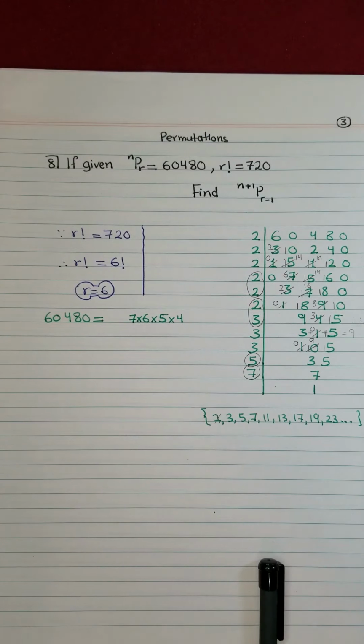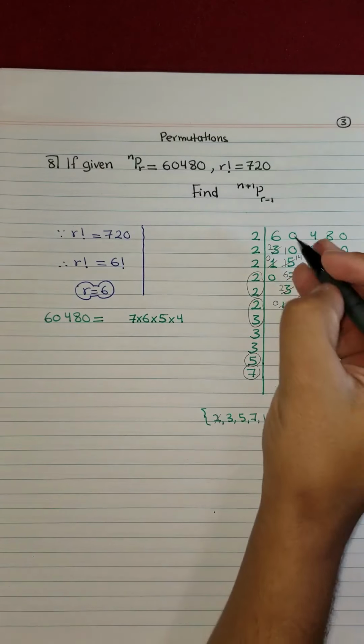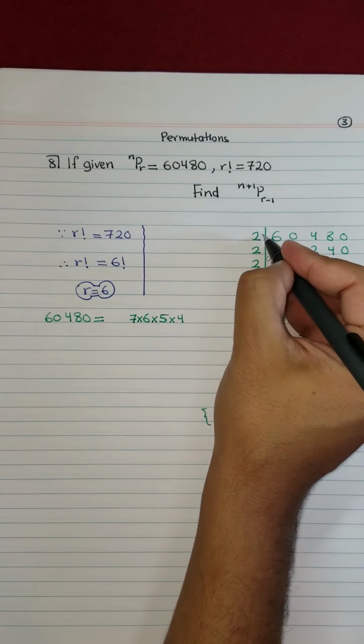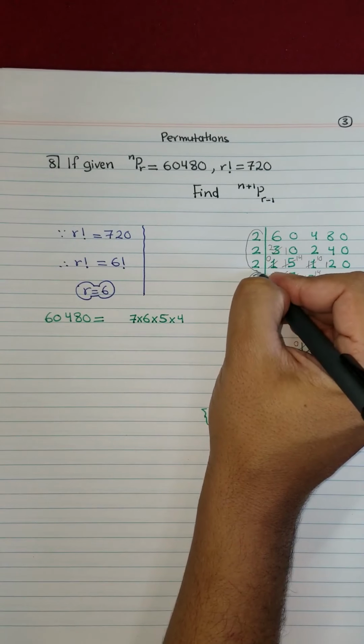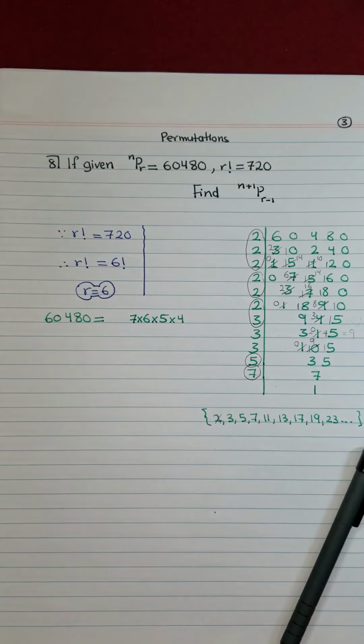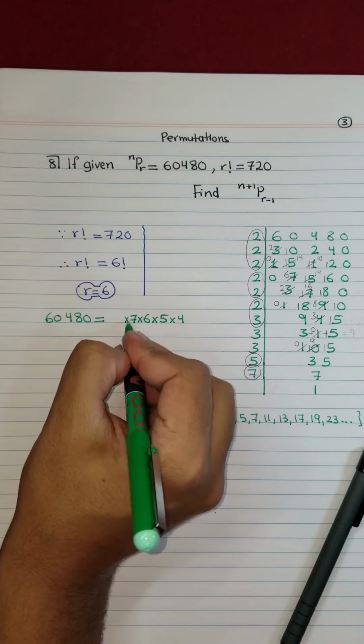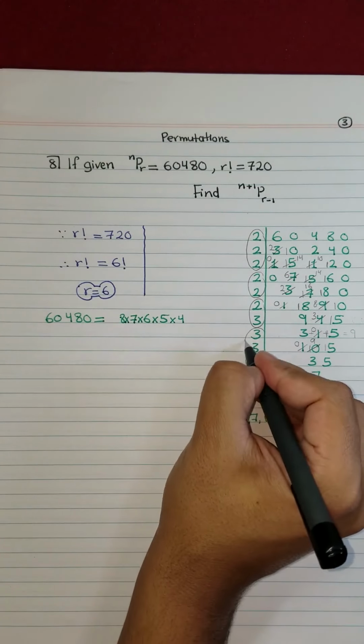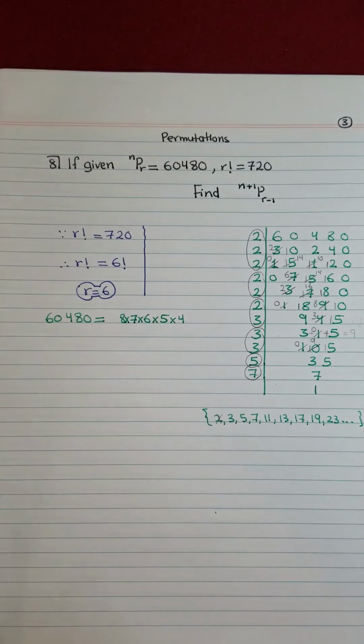I have 7 times 6 times 5 times 4, which is good. Now I am left with 3 2s and 2 3s. Well, this together, 2 times 2 times 2, will give us 8. So I can put an 8 here. And 3 times 3 will give us 9. So I can put a 9 here.